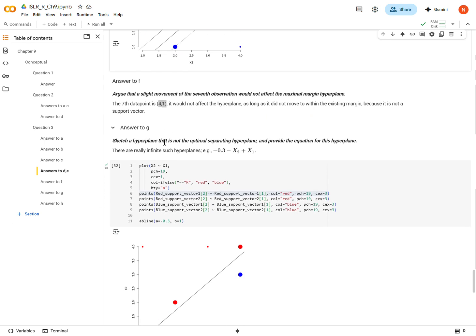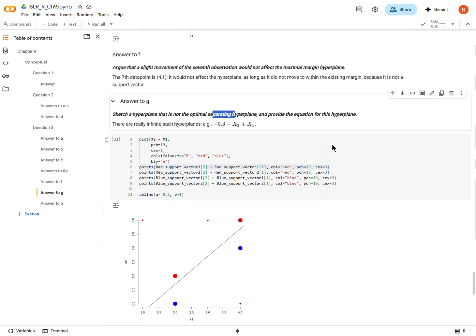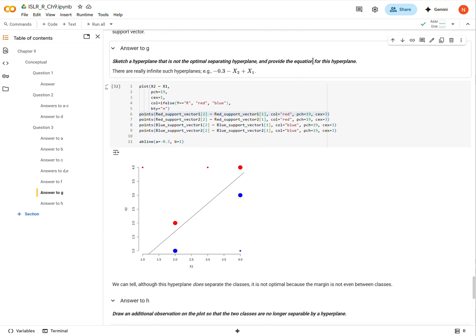Now we're going to sketch another hyperplane that is not optimal, but is nevertheless separating. Well, this is easy. There are infinite such lines, and in a way it's easier to find one that isn't optimal. Here I've just adjusted the intercept, that's all I've done, and you could tweak the slopes and so on.